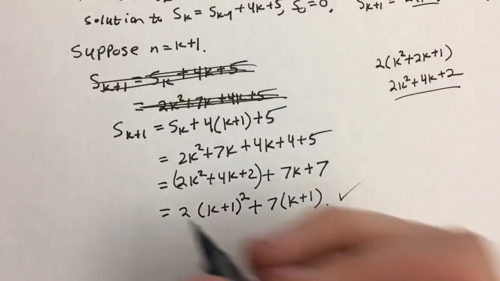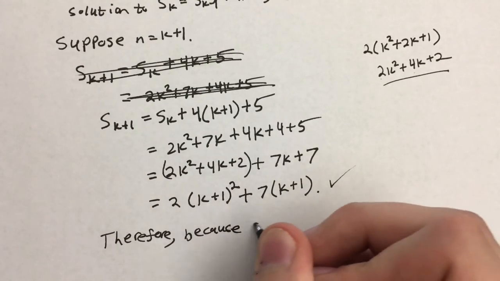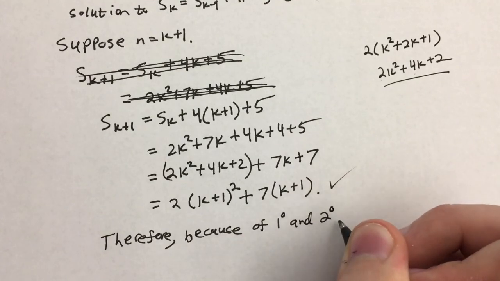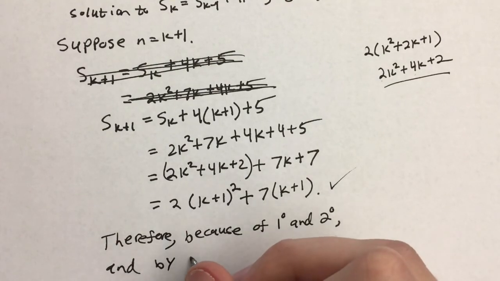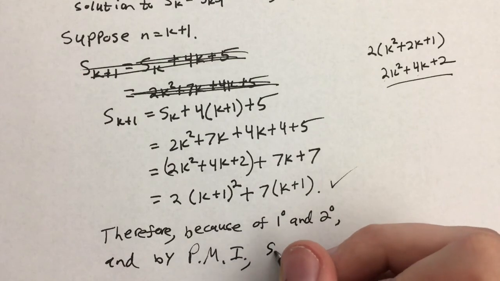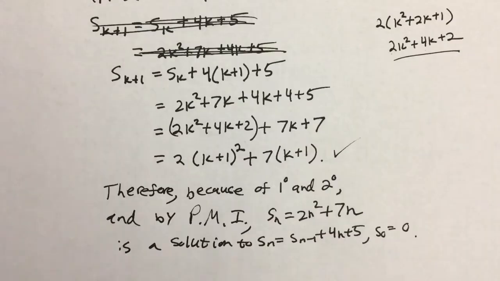And so then we just say, therefore, because of 1, our initial condition, and 2, our inductive step, and by the principle of mathematical induction, s sub n equals 2n squared plus 7n is a solution to s sub n equals s sub n minus 1 plus 4n plus 5 for the initial condition s sub 0 equals 0.